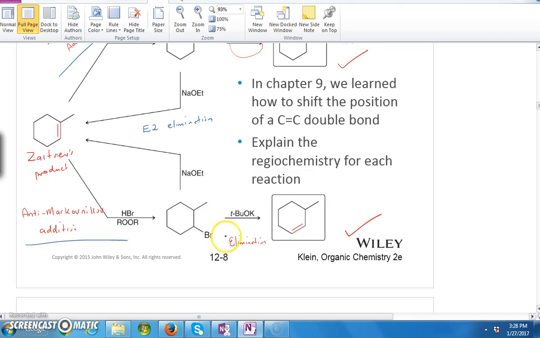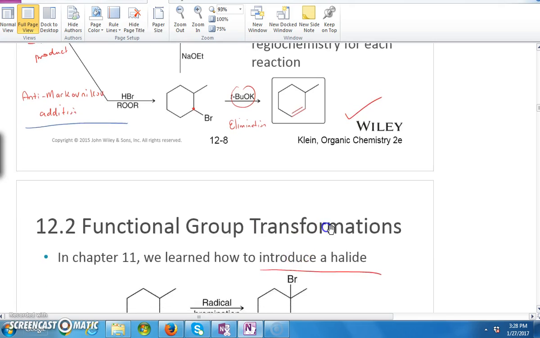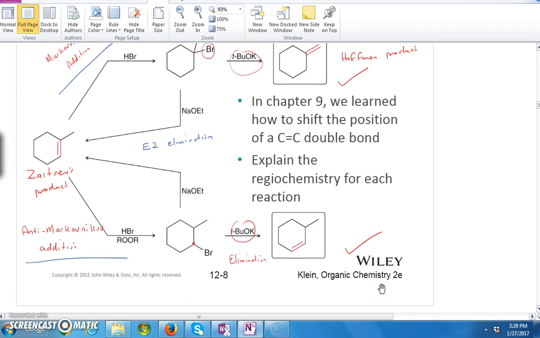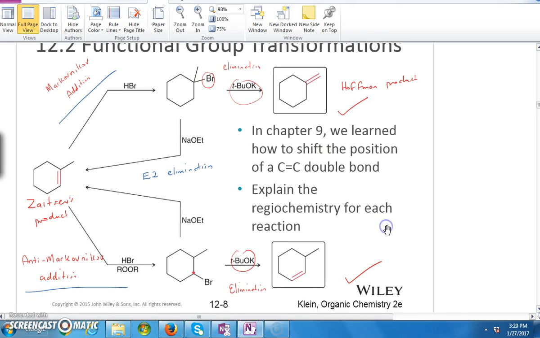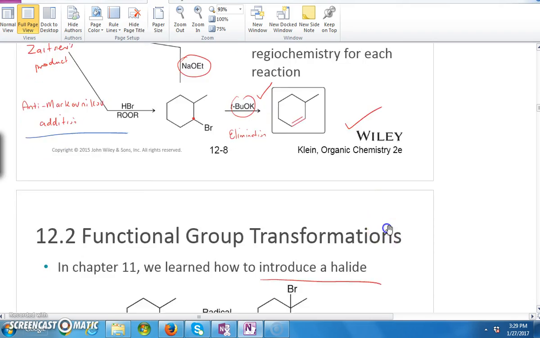to do the anti-Markovnikov addition. Put the bromine on the less substituted carbon, right, and then do an elimination with a bulky base to put the double bond there. So it really depends on what you're trying to do. But you notice that if you want the more substituted double bond, then you have to use a thermodynamic base like sodium methoxide. But if you want the less substituted double bond, then you have to use a kinetic base such as potassium tertiary butoxide. See? So it really depends on what you are trying to make.